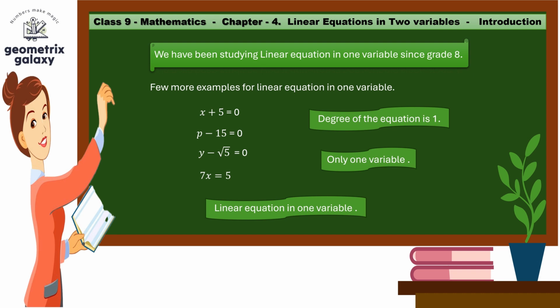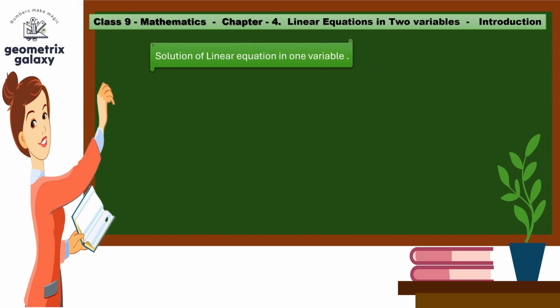Now let us discuss how to find the solution of a linear equation in one variable. Let us take one equation, x plus 5 is equal to 0. If we transpose 5 to the other side, we will get x is equal to minus 5. So, minus 5 is the solution of this equation. Now take the next equation, p minus 15 is equal to 0. Minus 15 is transposed to the right hand side as plus 15. So, p takes the value 15. So, every linear equation in one variable has only one solution.